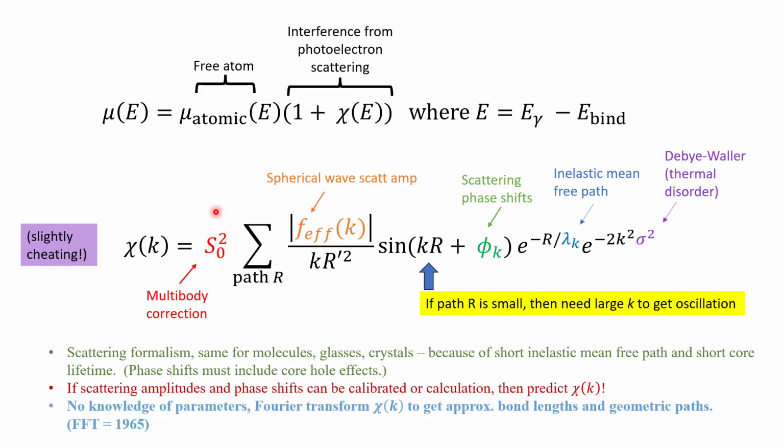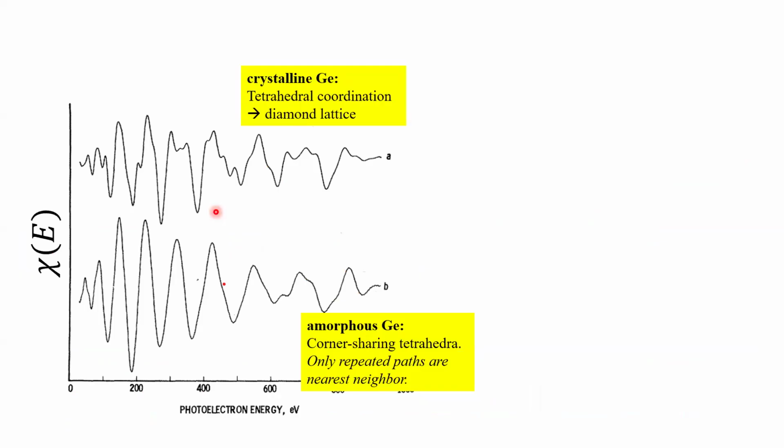So this is a scattering formalism for either molecules or crystals. This is agnostic. It doesn't care what material you're looking at. The phase shifts have to be included. And if you know the scattering amplitudes and phase shifts and you know your structure, you can predict the wiggles. And the neat thing is, if you have no knowledge of the parameters, well, this is just a sum of sine waves. So you can Fourier transform and get out some kind of a distribution function in R, in path lengths. So let's look at the first data from that paper.